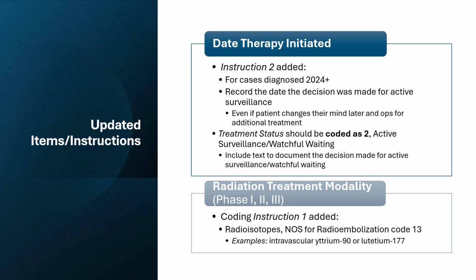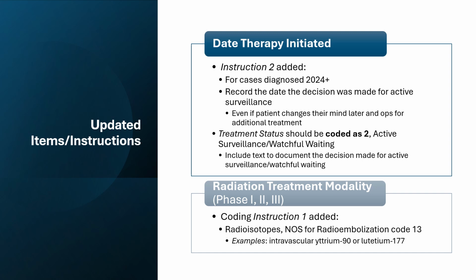Date therapy initiated has a new instruction 2 that aligns with the STORE 2024 guidelines to record the date the decision was made for active surveillance or watchful waiting. This includes cases where a patient later changes their mind and opts for additional treatment. A reminder that treatment status should also reflect the choice of active surveillance or watchful waiting, and that would be coded as a 2. So we now have this new instruction code 2, beginning with cases diagnosed 2024.